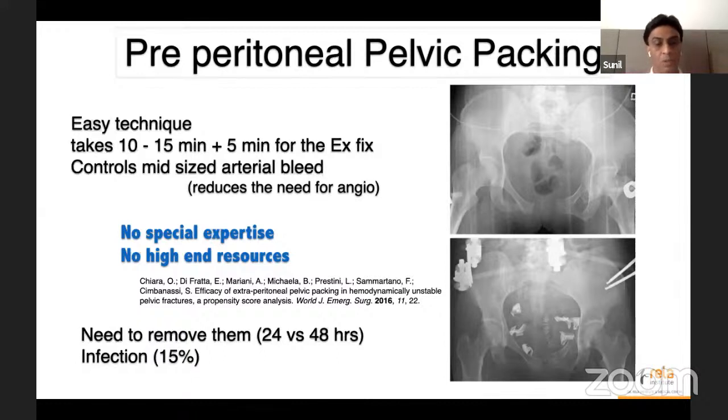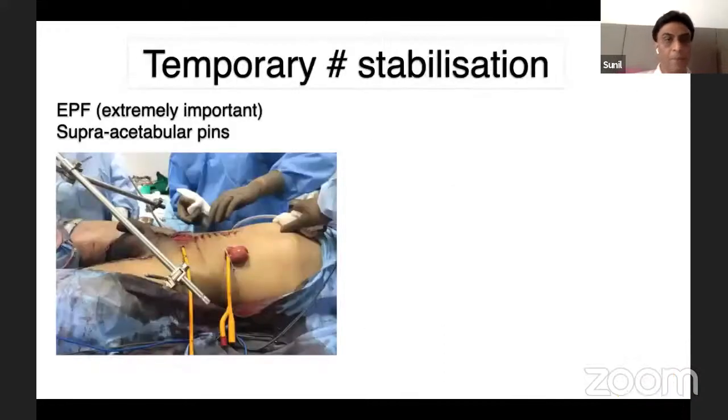The initial papers looked at 48 hours, but now most surgeons will remove it at 24 hours, because the infection rates almost double if you keep the packs for 48 hours. The infection rate is still around 10 to 15%, which is pretty much acceptable for an injury like that. So temporary skeletal stabilization is again an important part of treating a bleeding pelvic fracture.